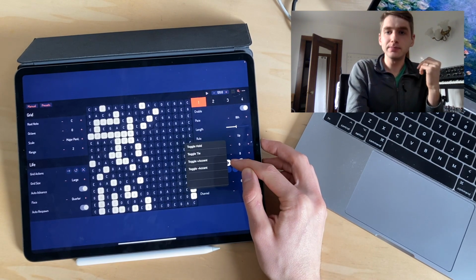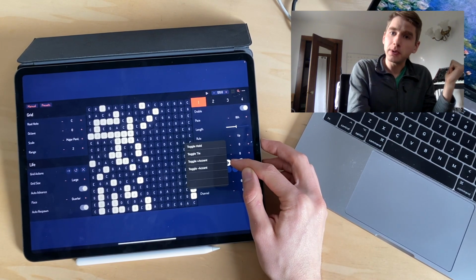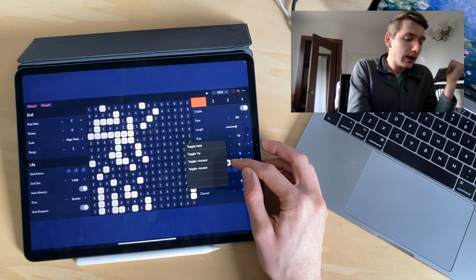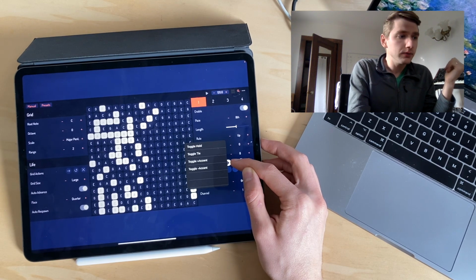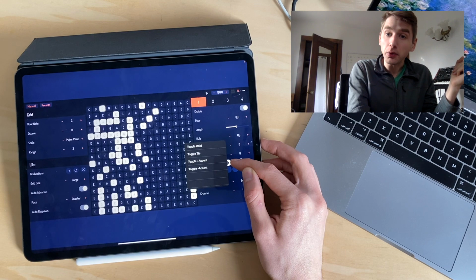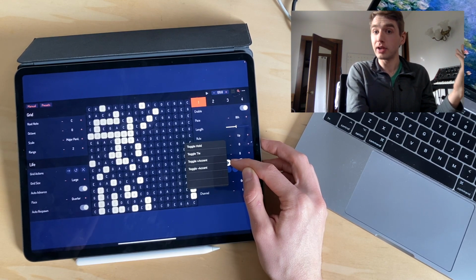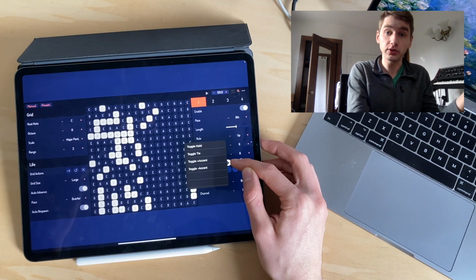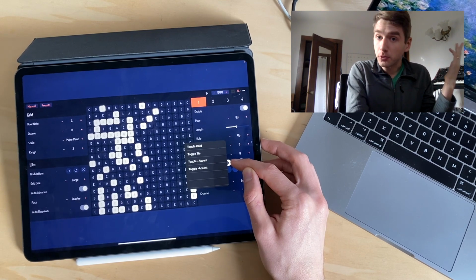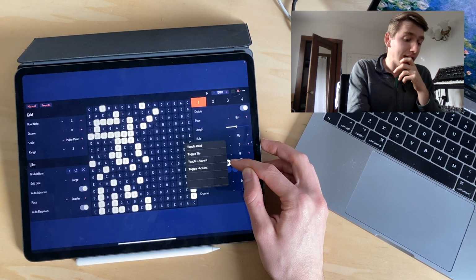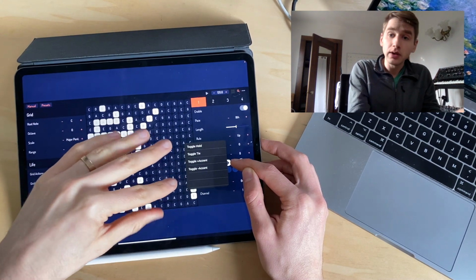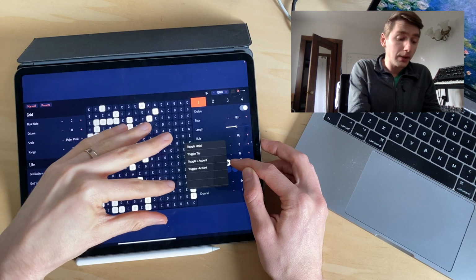I've thought about, obviously, probability. I know a lot of people like probability. I've thought about some Elektron-style trig conditions where, maybe, the step plays the first out of two repetitions or the third out of four repetitions. And I've thought about ratchets as well. So I'm interested in hearing what you might like to see. Go ahead and leave that in the comments.